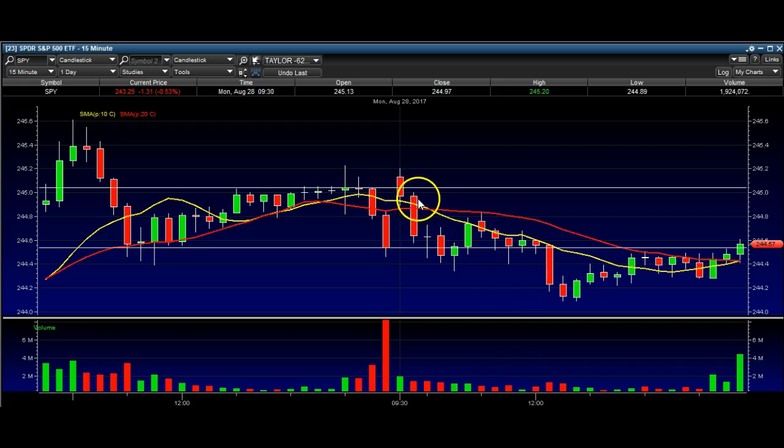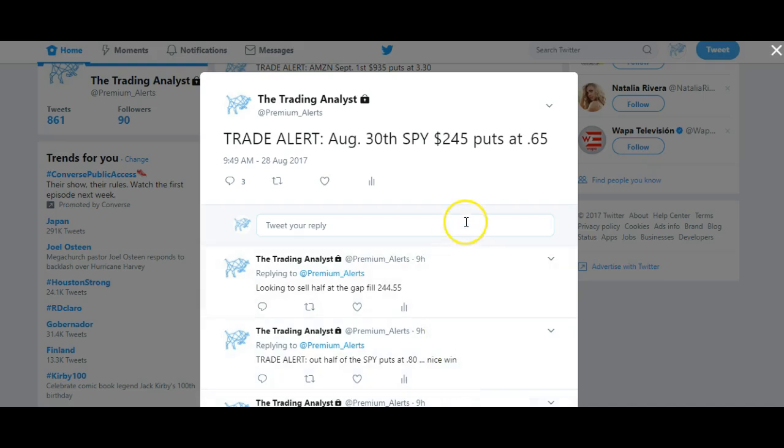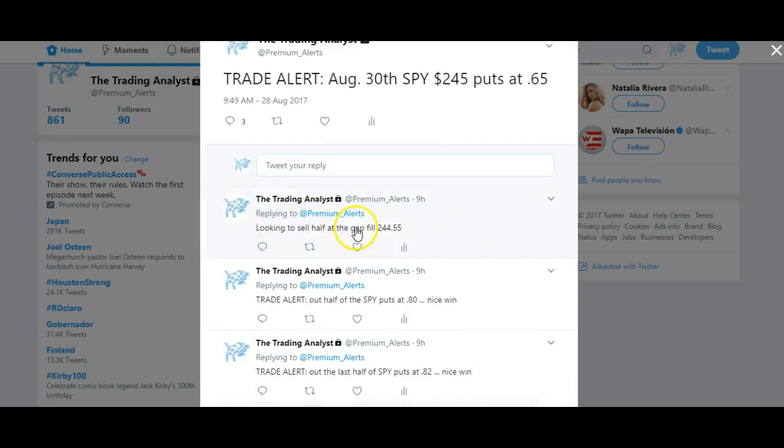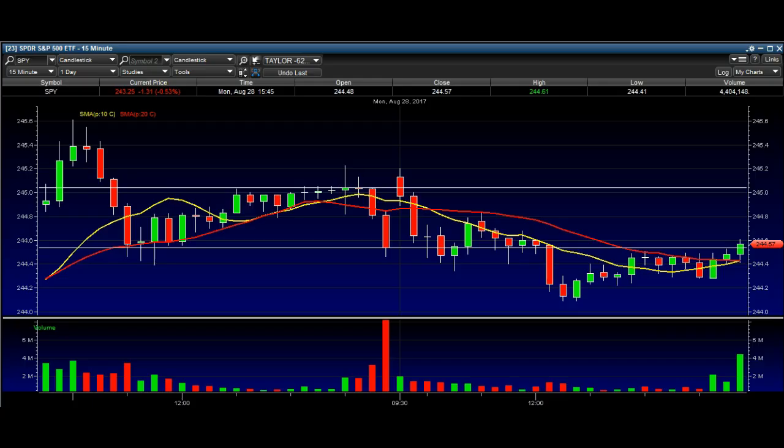So we got them right here at the open of this candle, and our first target was the gap fill. We ended up taking profits right here on half pretty much right away. Just about 15 minutes later, it hit that gap fill right there. So that's a beautiful, quick trade. As you can see, I prepared members looking to sell half at the gap fill, 244.55. We hit that, so I alerted half sell at 80 cents. It's a nice win. That's about a 25% gain in 10 minutes.